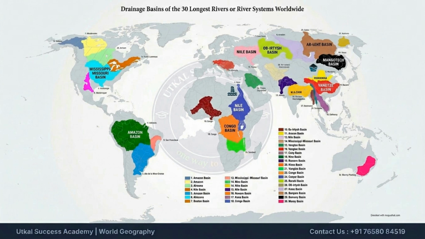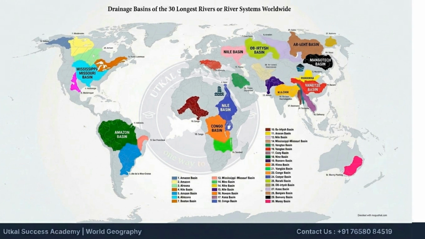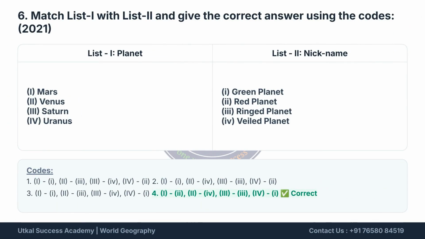This map highlights some of the largest river systems, including the Amazon Basin in South America, the Nile and Congo basins in Africa, and the Mississippi-Missouri Basin in North America. It also shows important Asian river basins, like the Yangtze and Ob-Irtish, which play a major role in water resources, agriculture, and human settlements. Our final question in this section asks to match planets with their nicknames.